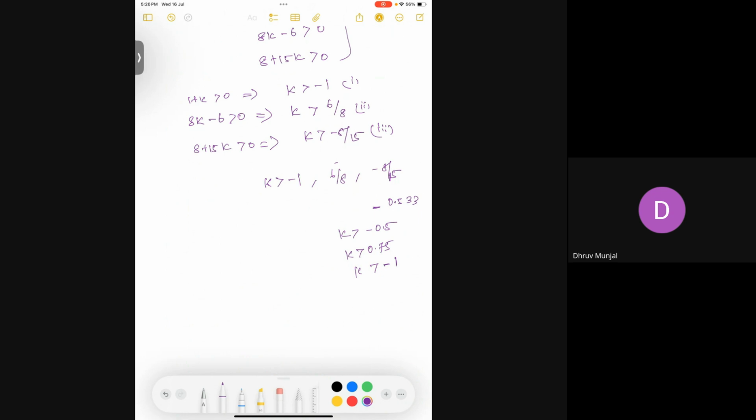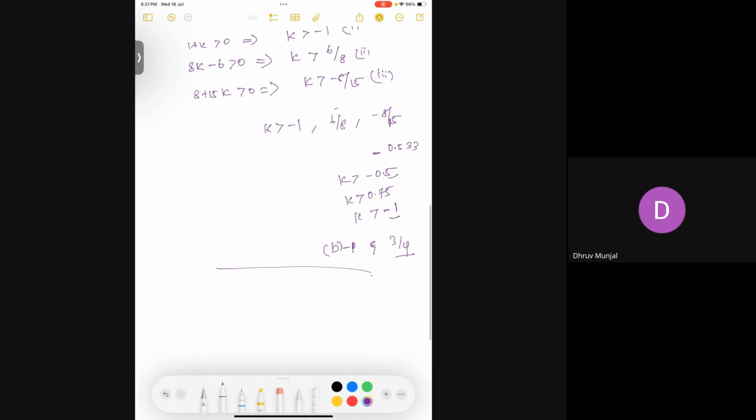Out of all, the better option that suits this upper bound and the lower bound is B option, because it lies between minus 1 and 3 by 4. So this is a suitable option. So the correct option is B here. So k should be less than minus 1 or greater than 3 by 4. The maximum bound for k is minus 1 here, and the minimum should be greater than 3 by 4. Okay, so less than minus 1 means that it is satisfying minus 0.5 criteria also. Right. That's why we are choosing B option here.